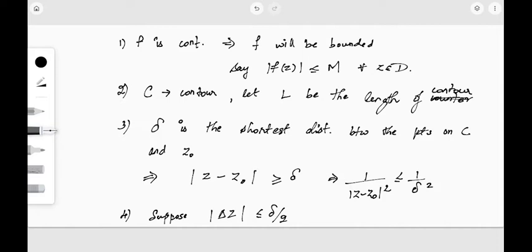That is, f is continuous, so it will be bounded, so modulus of f of z is less than or equal to M. L is the length of the contour that we are considering, and delta is the shortest distance, so modulus of z minus z dot is greater than or equal to delta, and in turn we get 1 by modulus z minus z dot square will be less than or equal to 1 by small delta square, and modulus of capital delta z will be less than or equal to delta by 2. So these are the things that we are assuming.